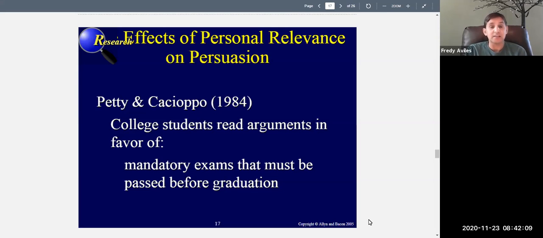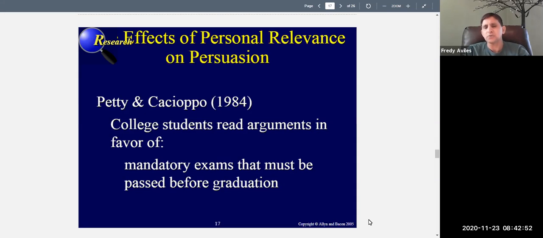So here's the thing. College students read arguments in favor of mandatory exams that must be passed before graduation. So they did this experiment. They had students read basically some little argument, right? They read something that says, yes, we should have an exit exam for people to graduate college. Or no, we shouldn't have exit exams for people who graduate college. Remember exit exams, right? Some high schools have them or had them where you take your classes, they tell you pass. Well, in order to graduate, you have to take this exam to prove that you've learned something, that you've learned enough in order to graduate. That's what that means. These mandatory exams that must be passed before graduation.